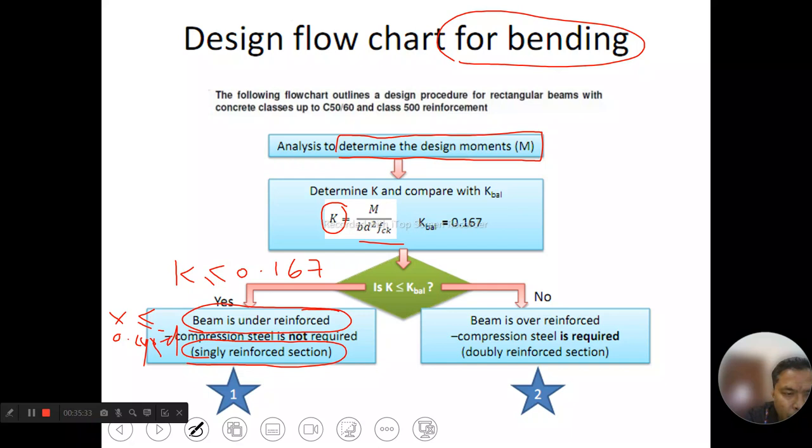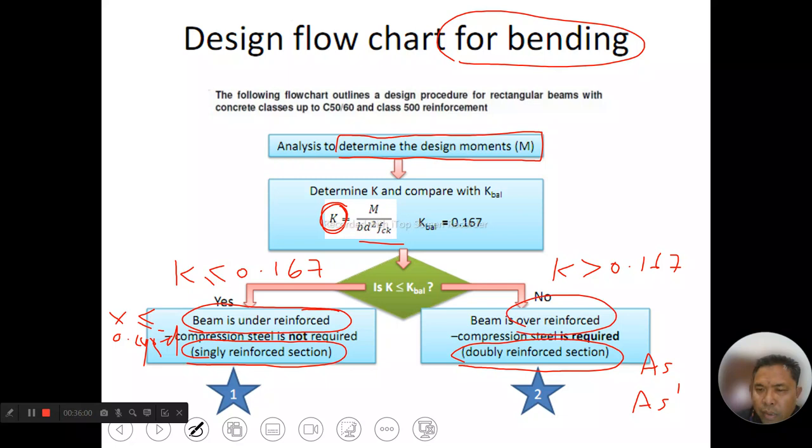But if, let's say, your K here is greater than 0.167, then your section is doubly reinforced. Meaning there will be tension reinforcement and compression reinforcement. And you must ensure that... I don't quite agree with the phrase over reinforced. This is not correct. It should also be under reinforced. So this is a mistake. By making sure that your X cannot be more than or equal to 0.45D, add one more, D prime over D cannot be more than or equal to 0.171. Like that.